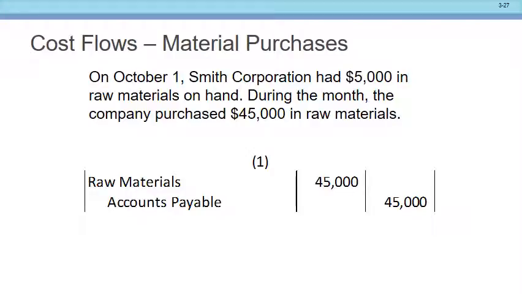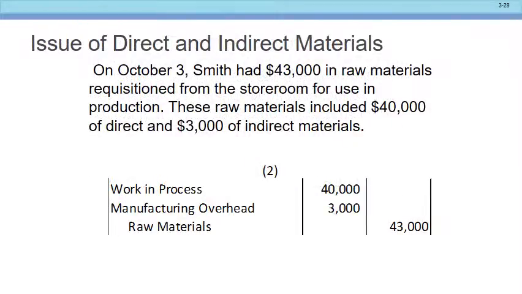There's the general journal type entry, debiting the raw materials when we purchase them, $45,000, crediting what? Crediting accounts payable, cash, whatever we paid for those. We go over and say, okay, 40,000 of that was direct, so it went to work in progress. 3,000 of that was indirect, so we debit the manufacturing overhead for that, right?